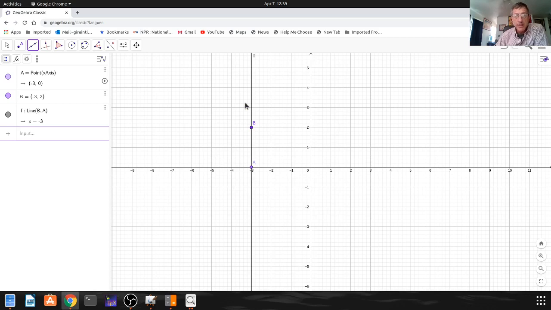Notice that this particular line, this vertical line at x is equal to minus 3, never intercepts the y-axis. That's no surprise, because if it did intercept the y-axis, then the first coordinate would have to be 0. But it can't be 0 because x is always minus 3. So that tells you that not every equation of a line intercepts the y-axis. It does intercept the x-axis, and in this case it only intercepts the x-axis at one point.